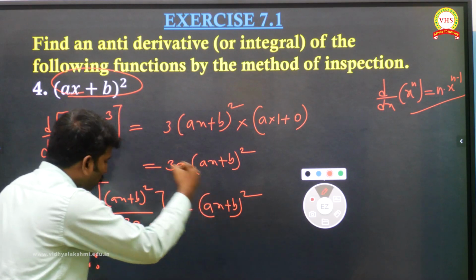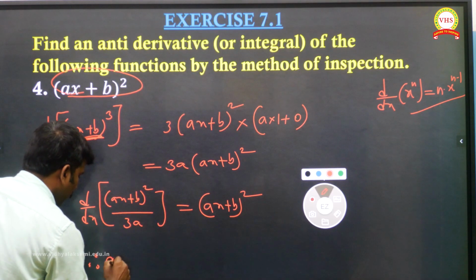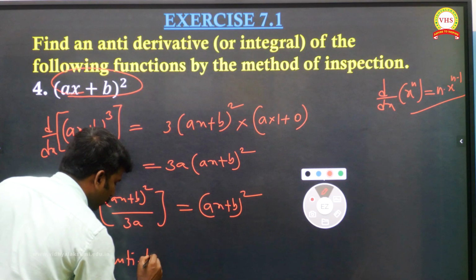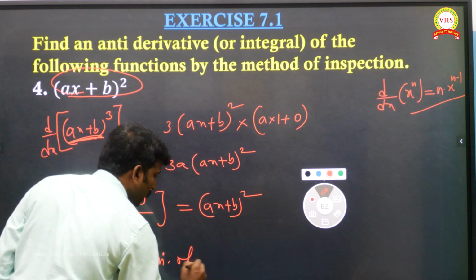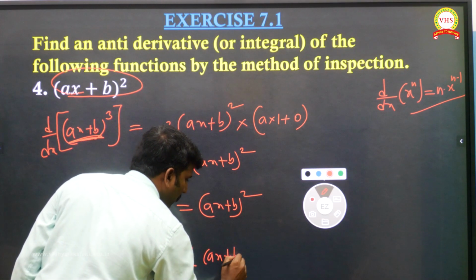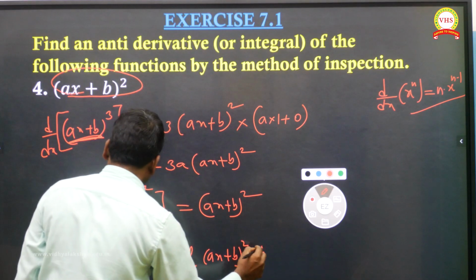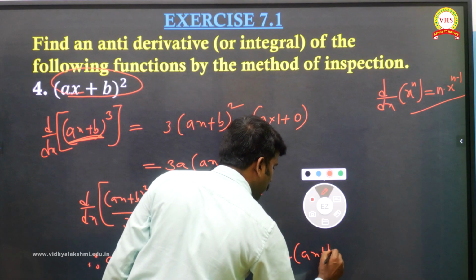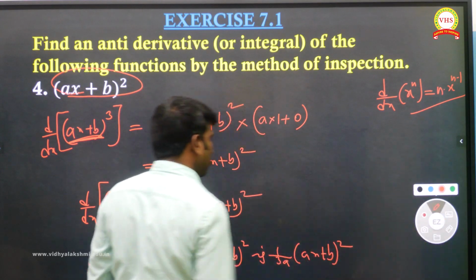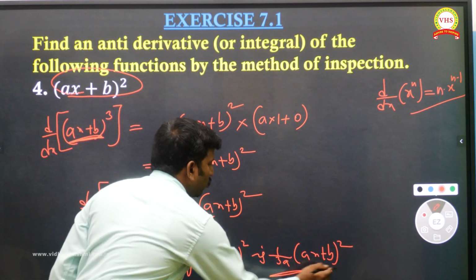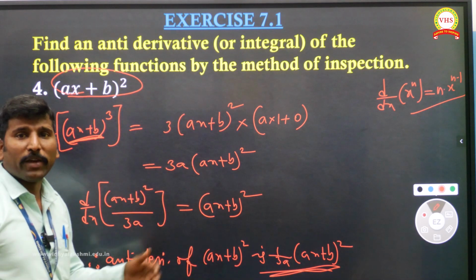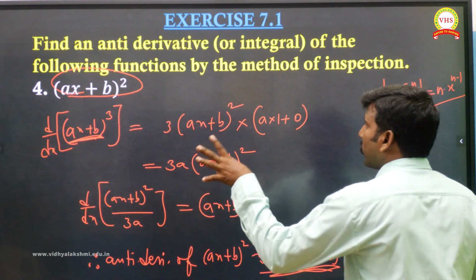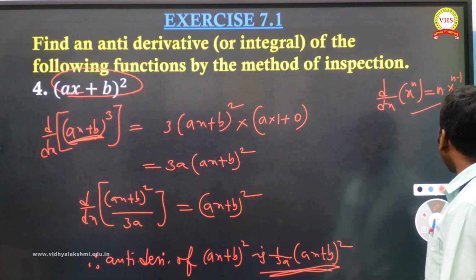My final answer then: the antiderivative of this, what we have inside. So the antiderivative of ax plus b whole power 2 is 1 by 3 times a into ax plus b whole power 3. Is that my required answer for question number 4? Have you understood, children? I hope you understand. We'll go to the next question, number 5.